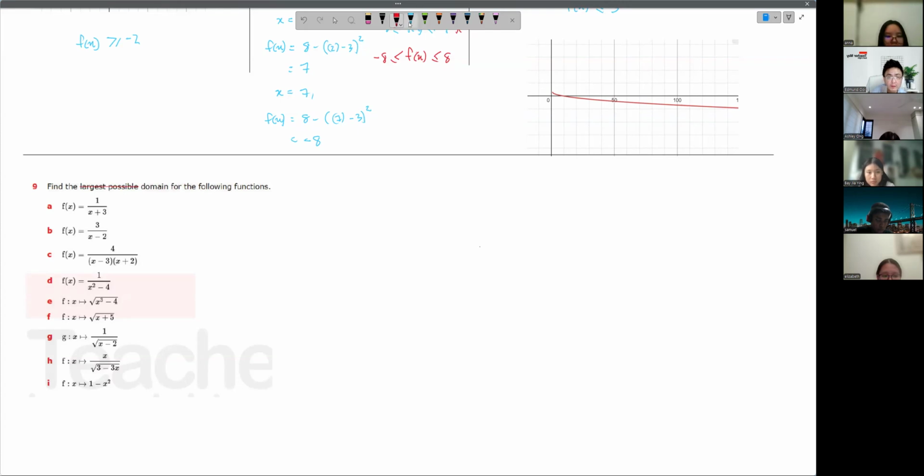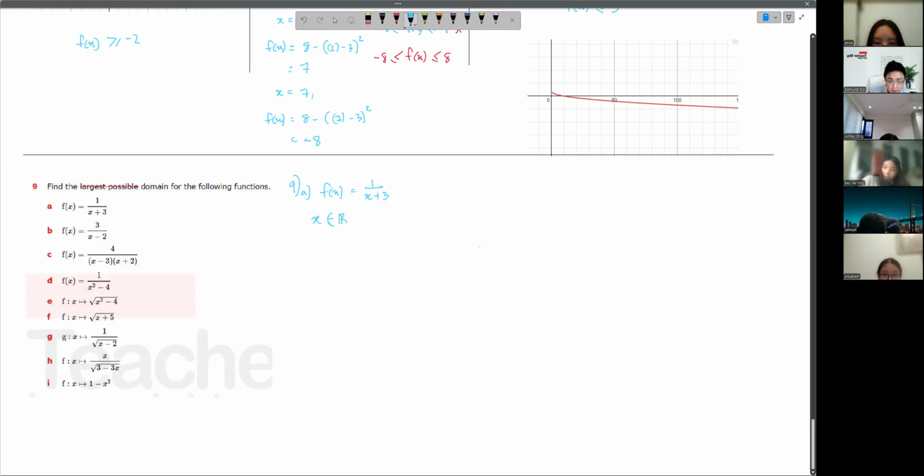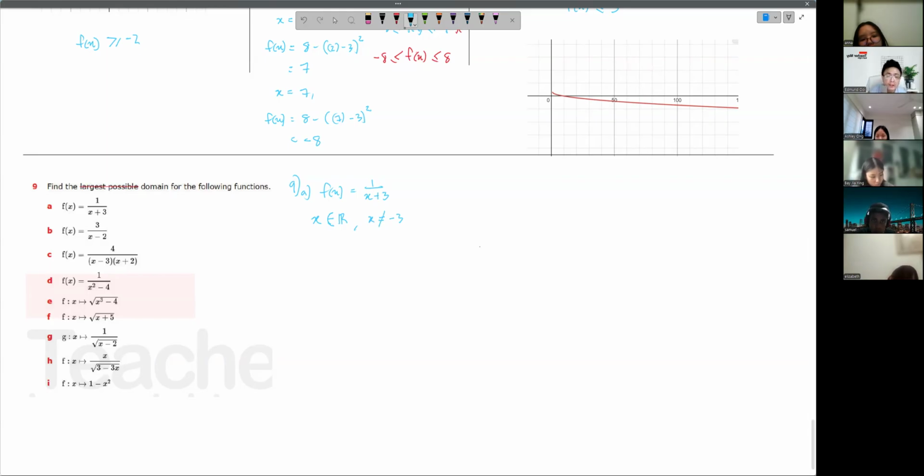So for question A, f(x) equals 1 over x plus 3. For this question, your x is in R. This means an element of R. Basically, x can take any value of R, but x cannot be -3. That's the only restriction. You can take any real numbers, but it cannot be -3. Why? Because for any fraction, your bottom cannot be 0.